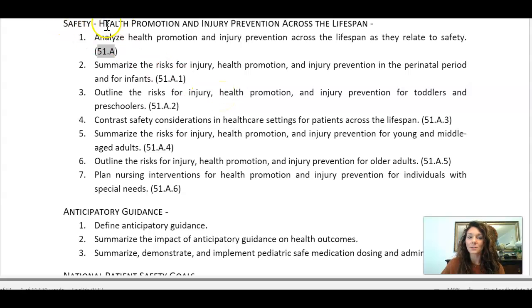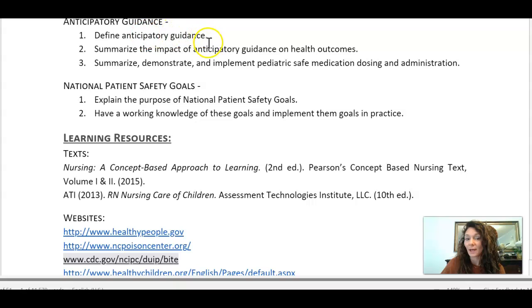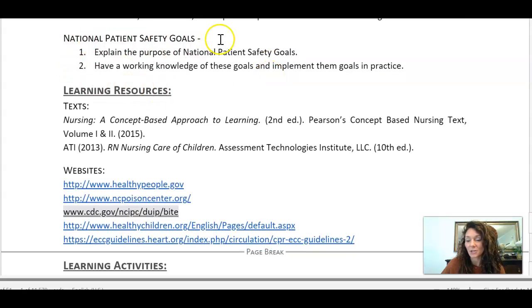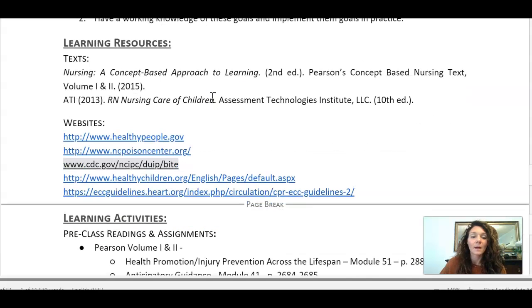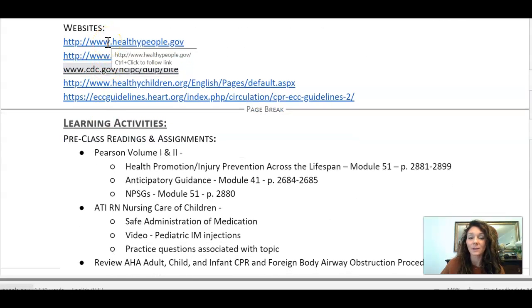All right, so you can see we're going to do health promotion and injury prevention across the lifespan. Here are your learning outcomes for that. If you scroll down, here's anticipatory guidance, which is the next exemplar under safety we'll talk about. Then we have national patient safety goals, and there are the outcomes for that particular exemplar as well. Under the learning outcomes, you will always find your learning resources. So your textbooks, any websites that I think are helpful for you to study, and then you'll find learning activities. You can click on these websites and go straight to them. You probably will have to right click and then open in a new web page.